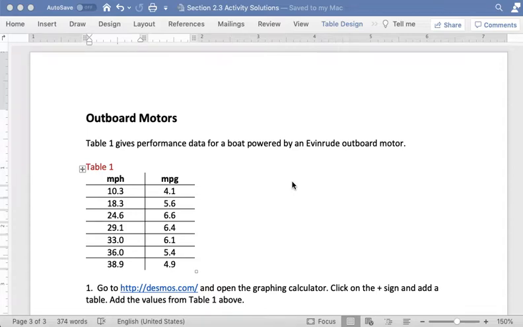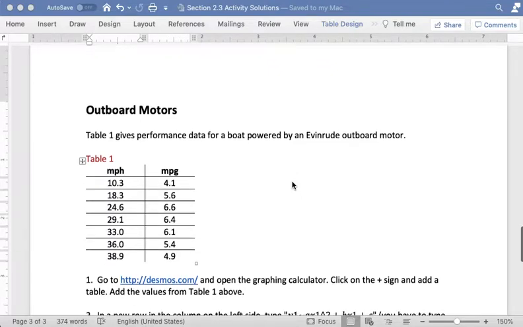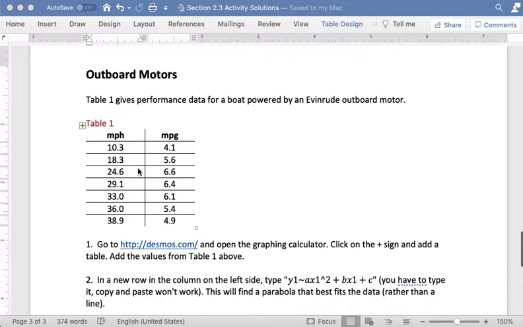In this video, we're going to go through the outboard motors problem of the section 2.3 activity. So here we have a table of data. This is performance data for a boat powered by an Evinrude outboard motor. So we have the speed in miles per hour, and we have the miles per gallon.